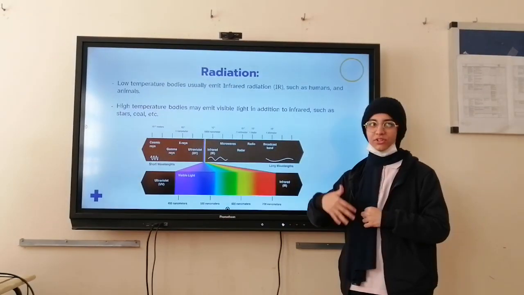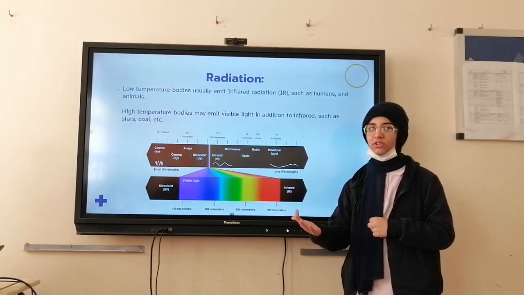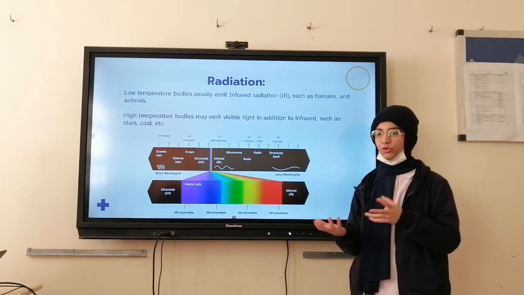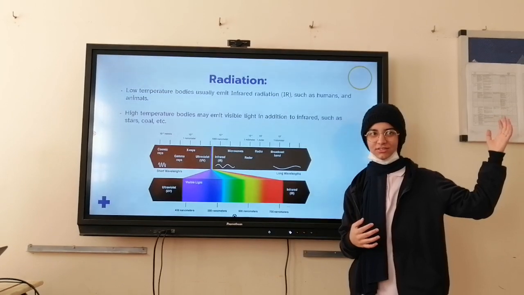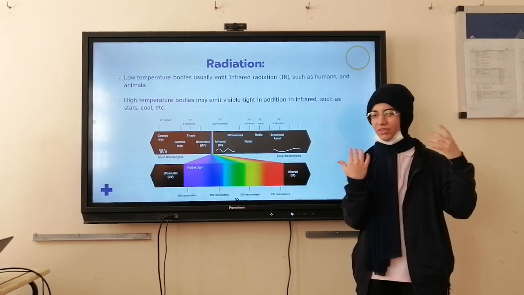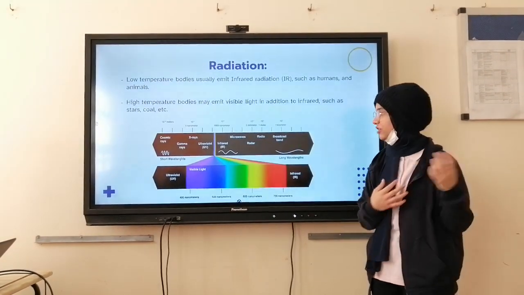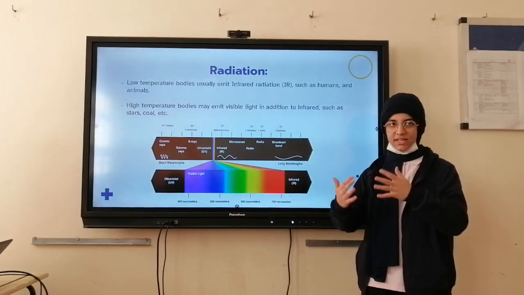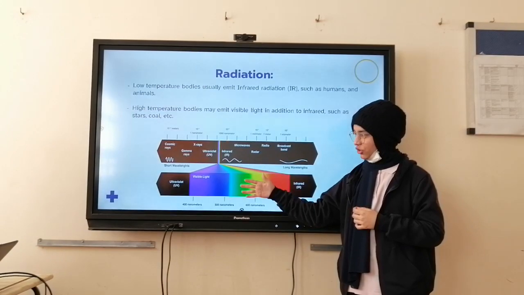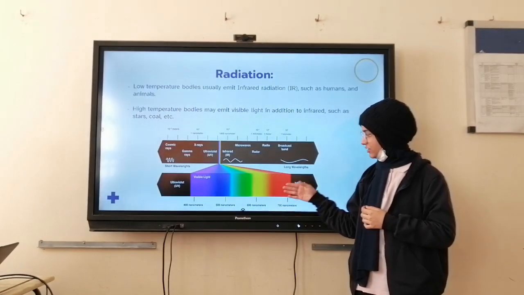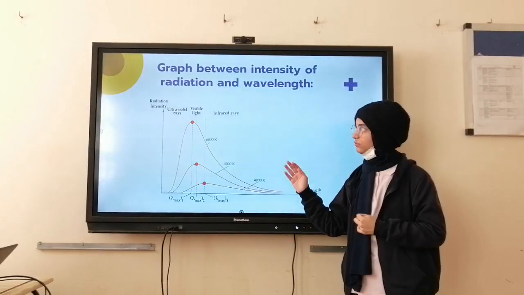It emits infrared radiation in addition to visible light that appears in the form of orange or red light. Because of that, we can see the sun with its orange or yellow color. As we increase the heat, the energy increases, and we start to see more different colors, moving from the red to the blue.